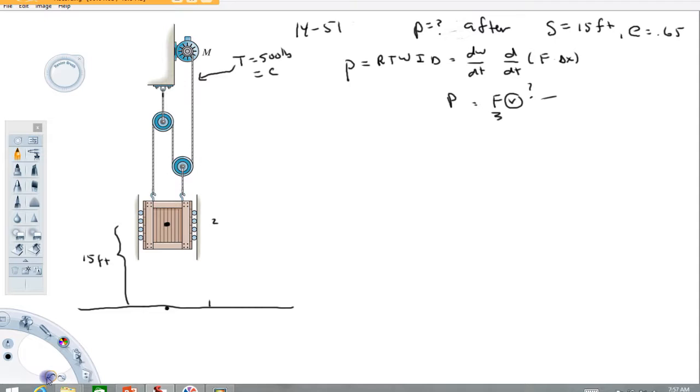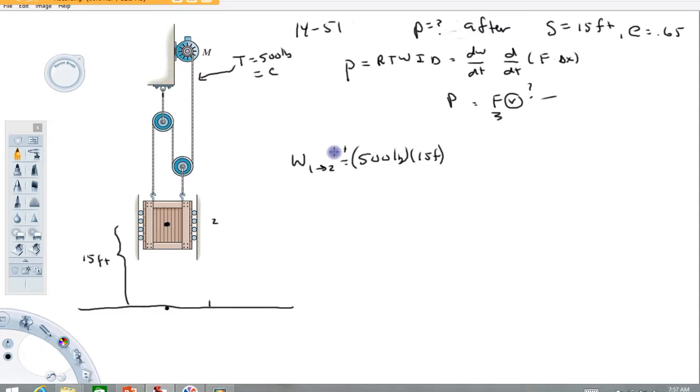Now when we do the work term, when we do work from position 1 to position 2, we're going to have a 500-pound force up for this tension times the distance 15 feet.